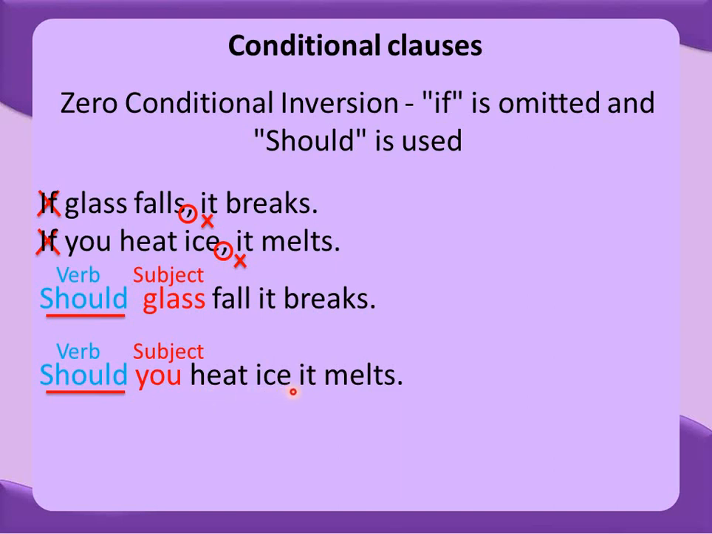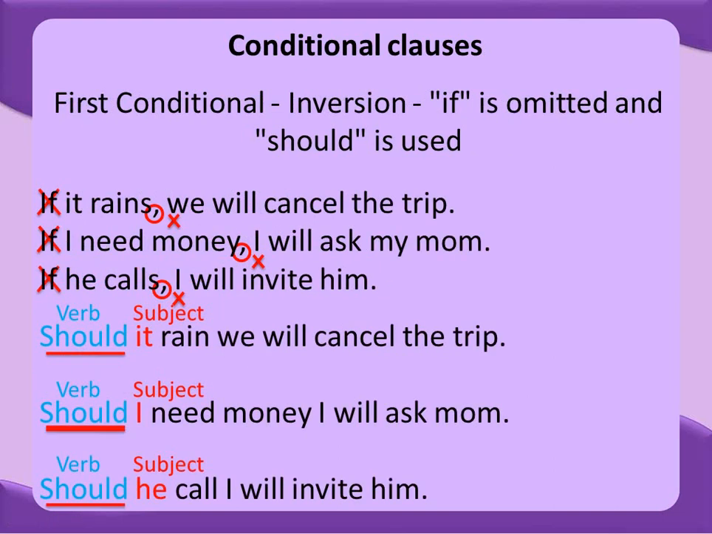So inversion of the sentence structure: verb, subject, and the sentence follows. And in all the inversion conditional clauses, the result remains the same. There is no change in the sentence structure of the result. Let us see the inversion of the first conditional clause. There is not much difference between the inversion of the first and zero conditional clause. Here also we remove if and the comma, and there is the inversion of the subject and verb. So let us see with the examples.